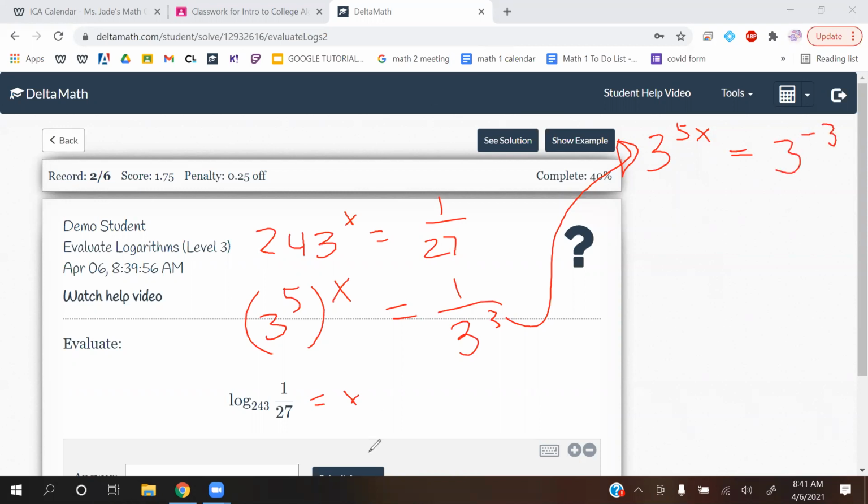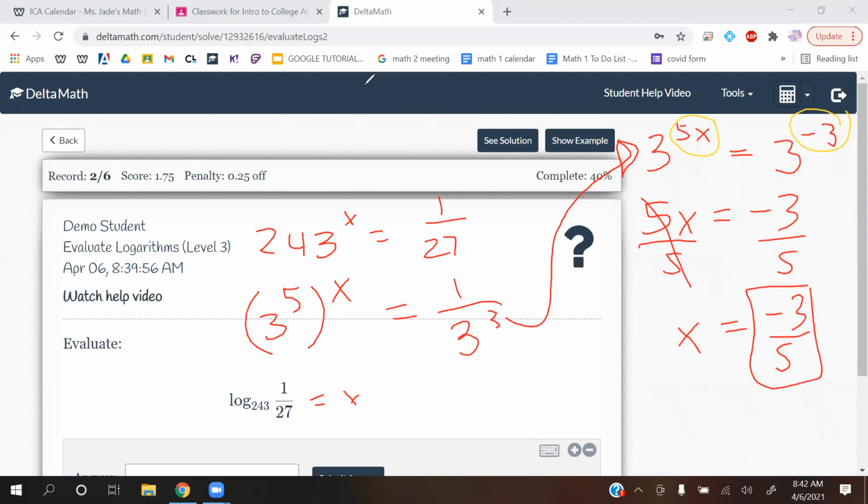Are there any questions up till here? So now we have them rewritten with a common base of 3, so we can ignore those 3's and simply focus in on our exponents because our exponents must then be equal to each other. So we have 5x equals negative 3, and we can solve for x simply by dividing by 5. Those cancel out. x will be equal to negative 3 over 5, and this is our final answer.